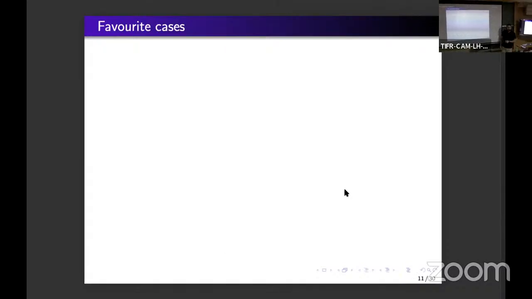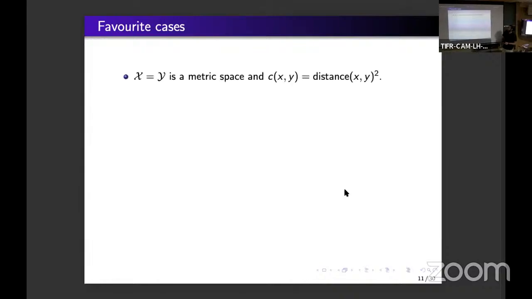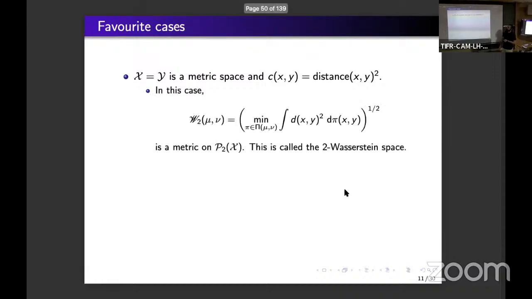So some nice cases that everyone likes is when both these Polish spaces are the same metric space, and the cost you're looking at is distance squared. So this is a very good example. And in this case, the optimal cost given two probability measures mu and nu, if you take the square root, is a metric on the space of probability measures with finite second moments. So this is called the Wasserstein metric. And the space of probability measures with this metric is called the 2-Wasserstein space.